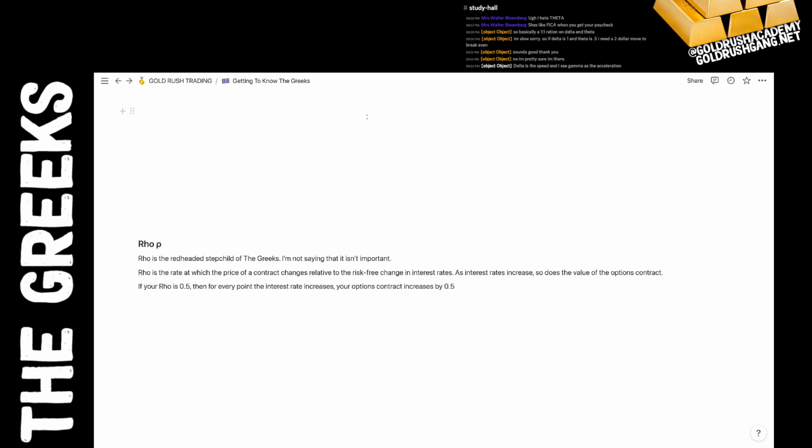Who cares, right? If your Rho is 0.5, for every point that the base interest rate increases, your options contract increases by being multiplied by 0.5. Like, who cares, bro? The whole thing will change 1%, and now the whole market is just 1% more reactive, or 0.5% more reactive. That's really what that comes down to.